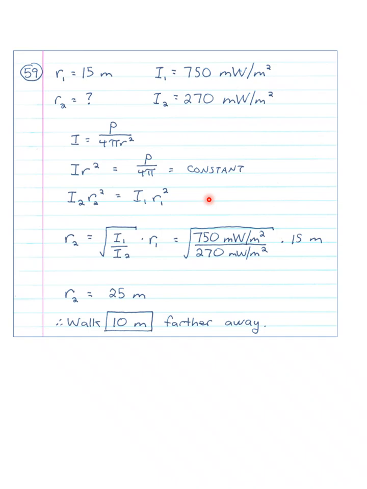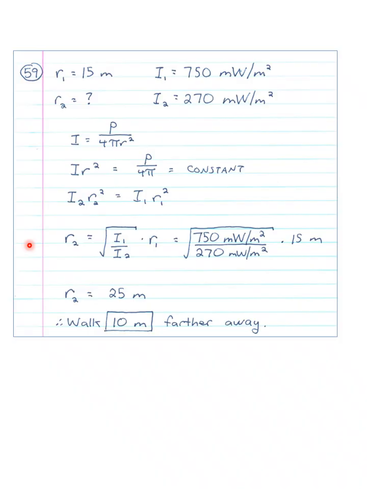And now we can disregard power. We don't need to solve for power. We are going to solve for R2. So R2, solving algebraically, you should get square root of I1 over I2 times R1. And we're going to plug those in. Now that square root of I1 over I2 is the square root of 750 over 270.